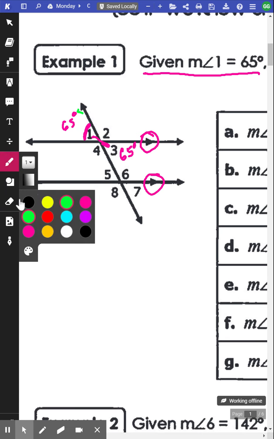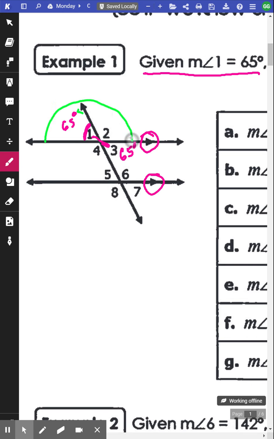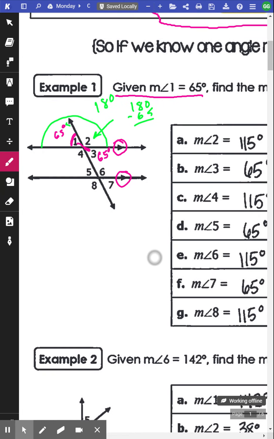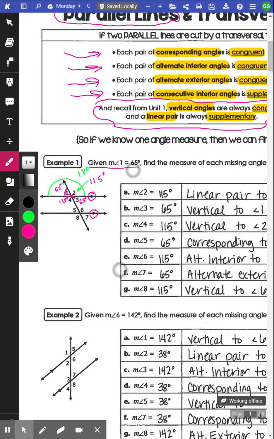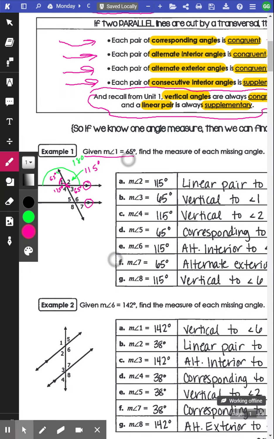We know that if they're right next to each other, they create 180 degrees. So angle 2 has to be 180 minus 65. Angle 2 is 115 degrees. Angle 2 and angle 4 are vertical angles, so angle 4 is also 115 degrees. Now if you look at the definitions on top, corresponding, alternate interior, alternate exterior angles, those are all congruent.